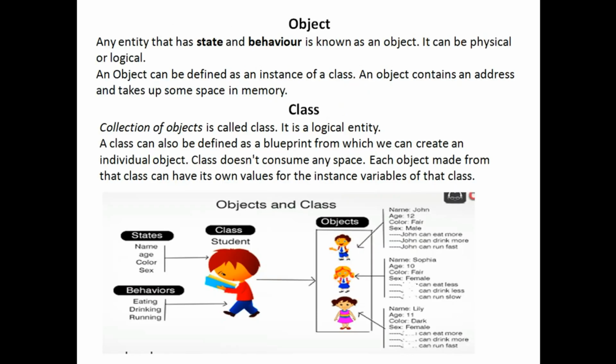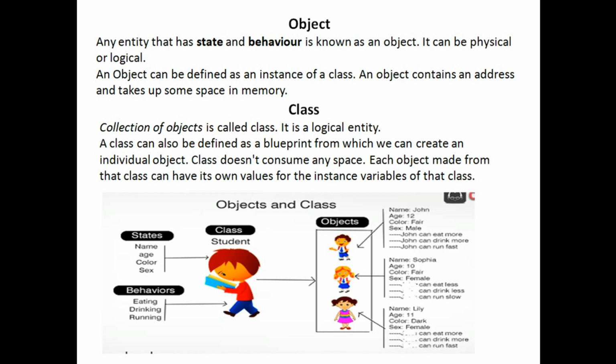Object. Object is an identifiable entity with some characteristics and behavior. Class. A class is a group of objects that share common properties and relationships. Class can also be defined as a blueprint from where we can create an individual object. Now see, in the example given below, we have a class named student. The student class has states, namely name, age, color, and sex, and it has behaviors like eating, drinking, and running.